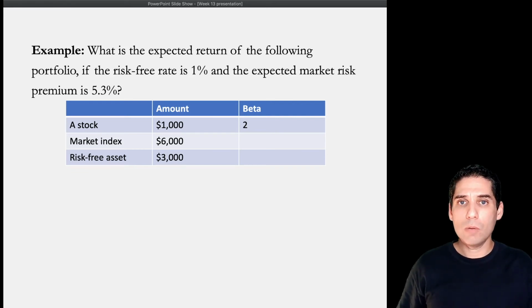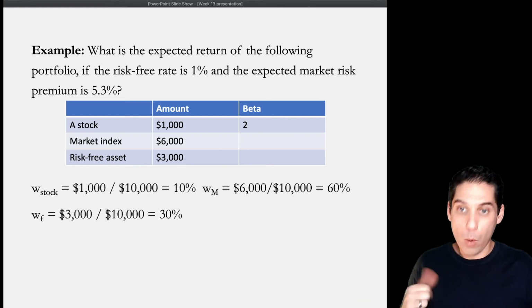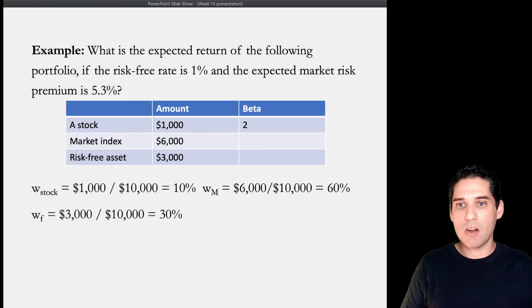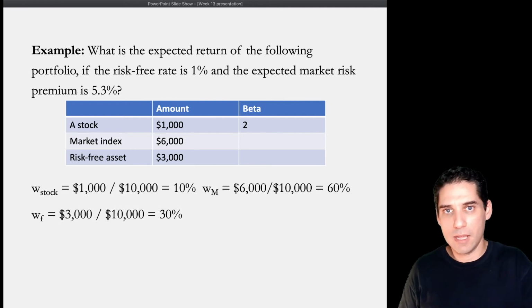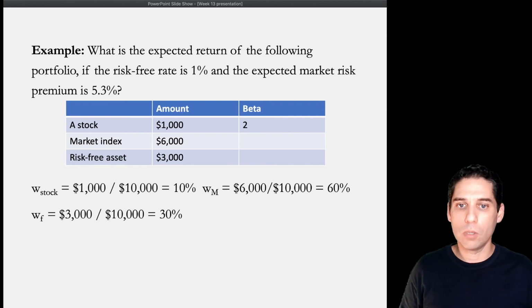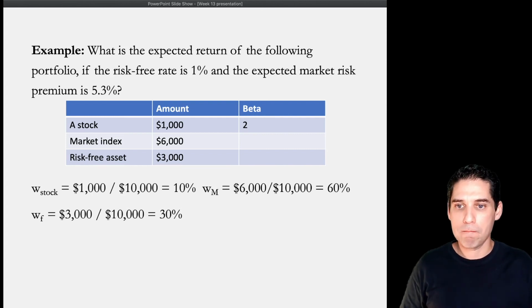So what do we do now? Let's again compute the portfolio beta, and then let's plug that into CAPM. The weight of the stock in our portfolio will be 1,000 divided by the total, which is 10,000. So that's 10%. The weight of the market index will be 6,000 in the market index divided by 10,000 total, 60%. And the remaining 30% is the risk-free asset.